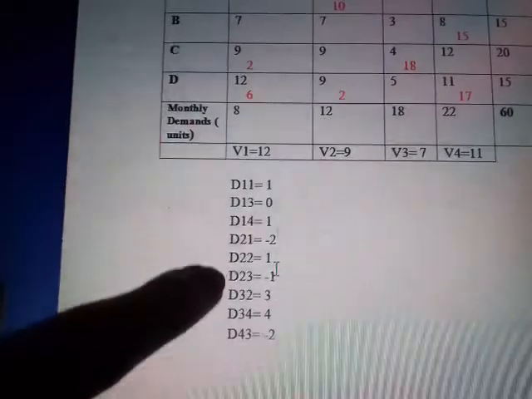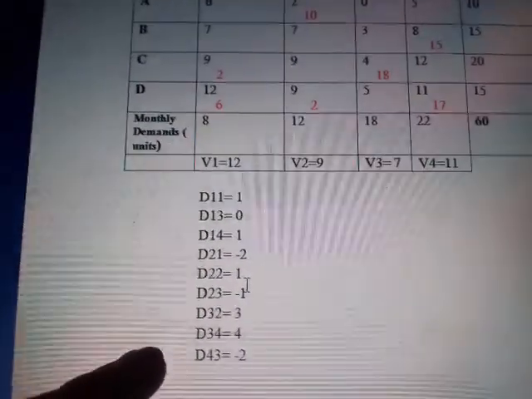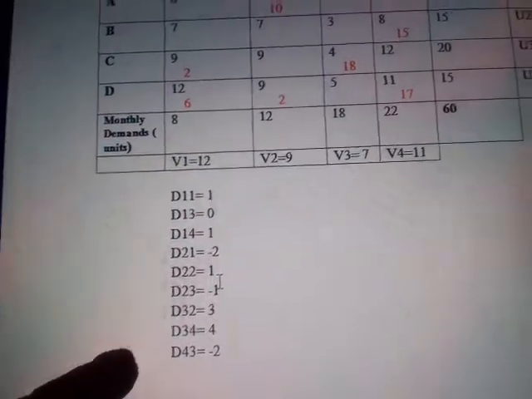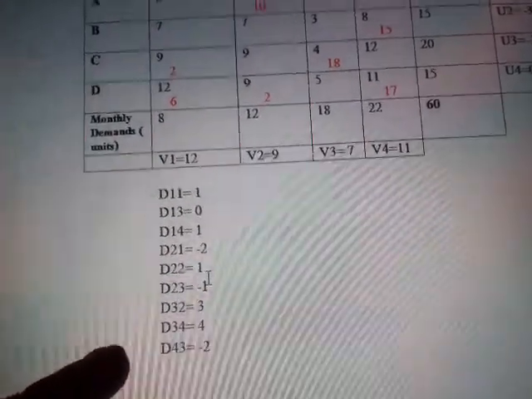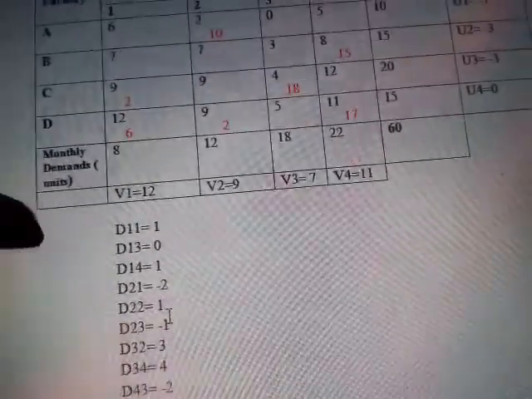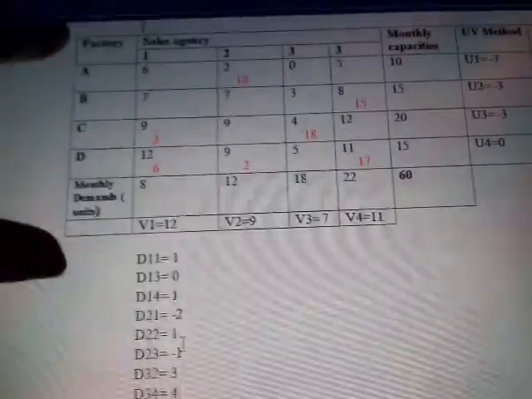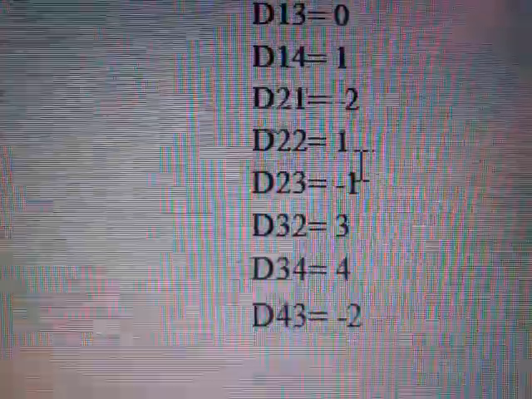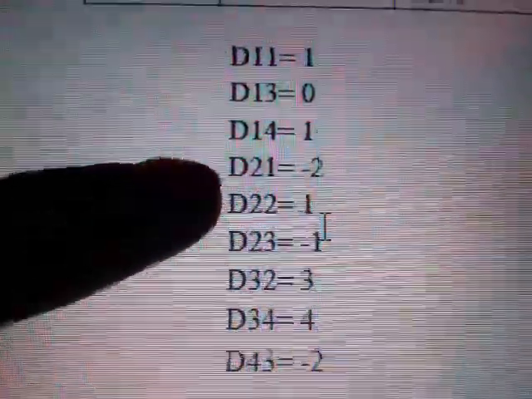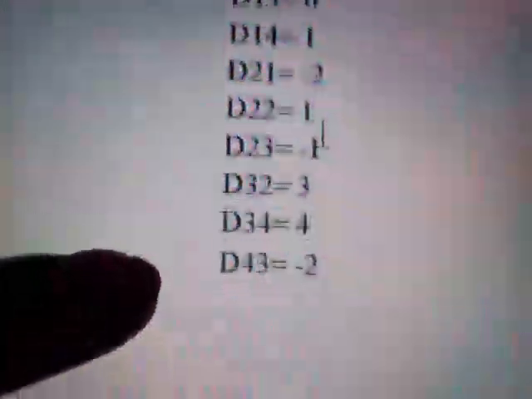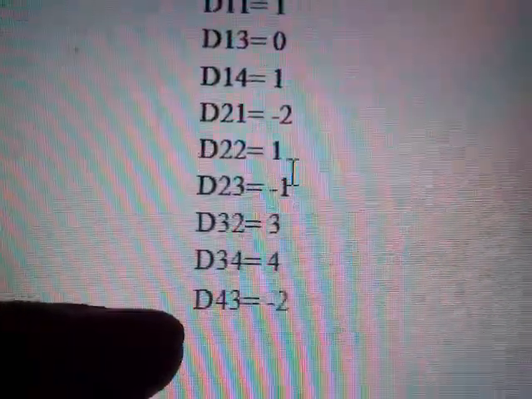Similarly, I found for all other values. So now what you have to check is whether Dij is greater than 0. If it is greater than 0, this is the final optimum solution we will get from this above table. But here, see, you got D21 is -2, D23 is -1 and D43 is -2.